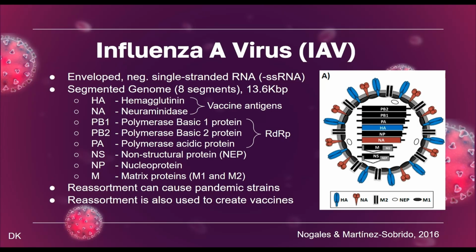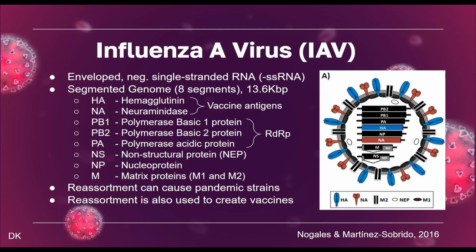The other important thing to note is the RNA-dependent RNA polymerase, which is composed of 3 subunits, PB1, PB2, and PA, as well as a non-structural protein, NS, which is responsible for the export of viral RNAs from the nucleus into the cytoplasm. And finally, it includes the nucleoprotein, which encapsulates each of the viral RNAs, as well as the matrix proteins.